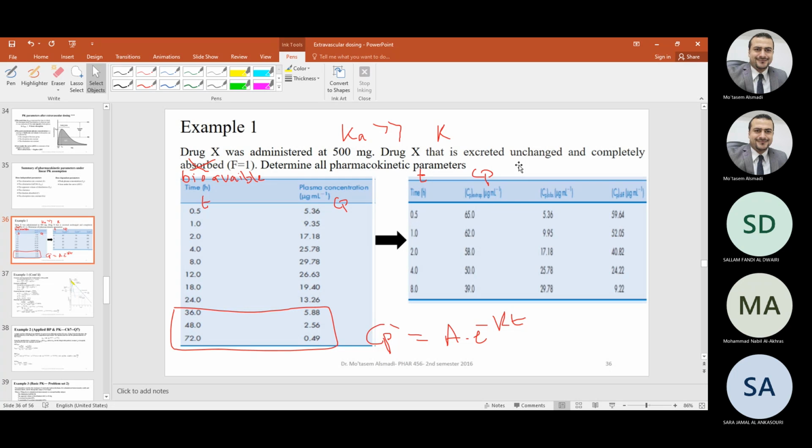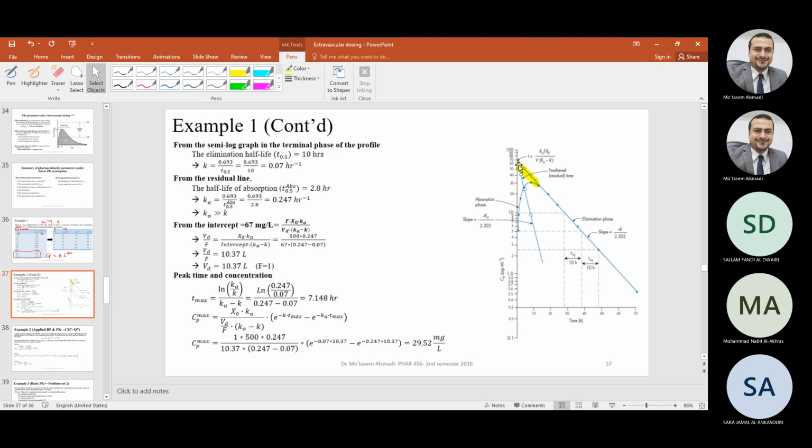I'll do this in which phase? In the absorption phase, which is this phase, right? Because I'll do it here. So this is the absorption phase. So I calculated the back extrapolated values, which is the extension of the terminal phase, right?